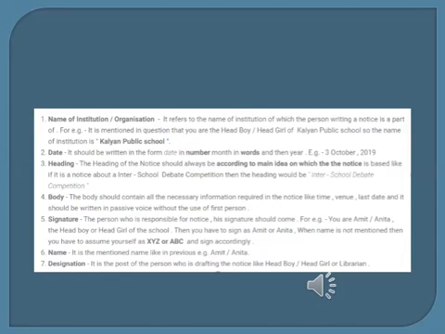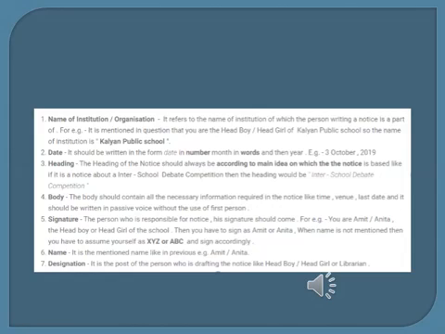Then comes the heading, which is very important. Now if it's about a particular competition, you have to mention that competition. If it's a particular event, then you have to mention the event. When you are writing the heading, you need not write a very long heading. You can write a short heading. The heading of the notice should always be according to the main idea on which the notice is based. Like if it is a notice about an inter-school debate competition, then the heading has to be inter-school debate competition. Short, crisp, and it has to convey what is there in the content.